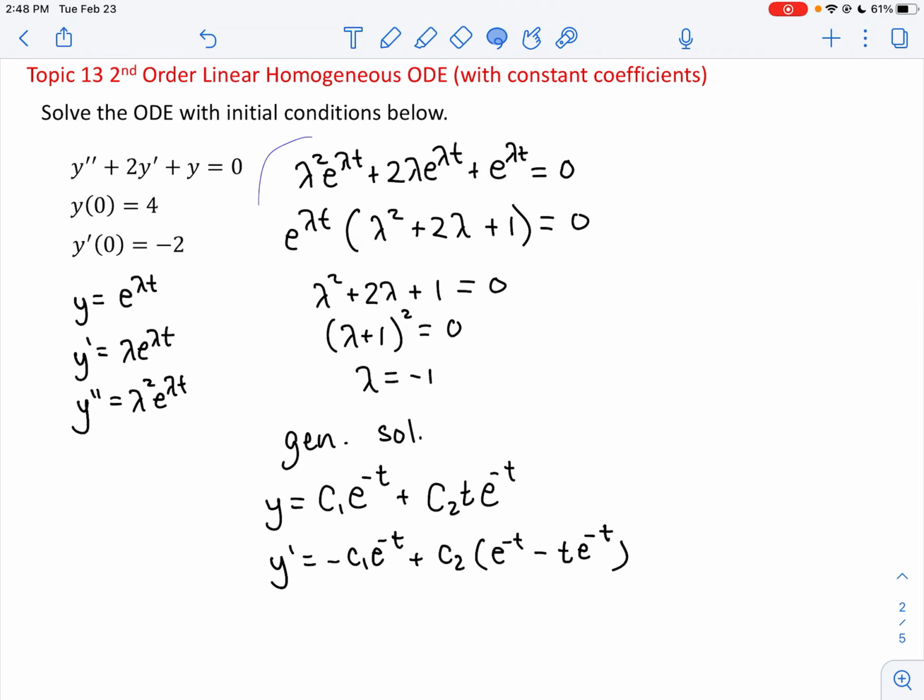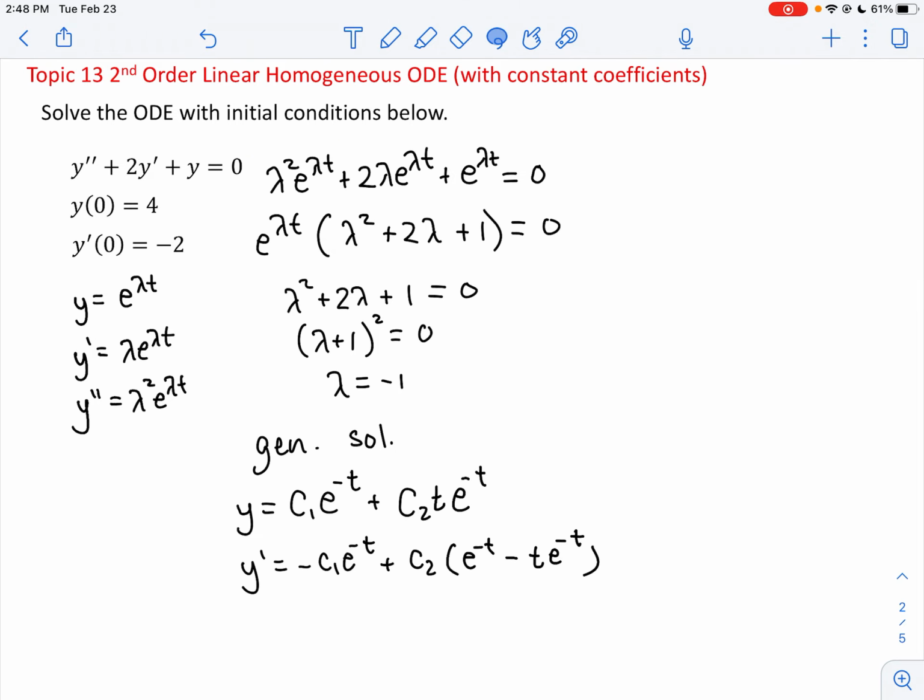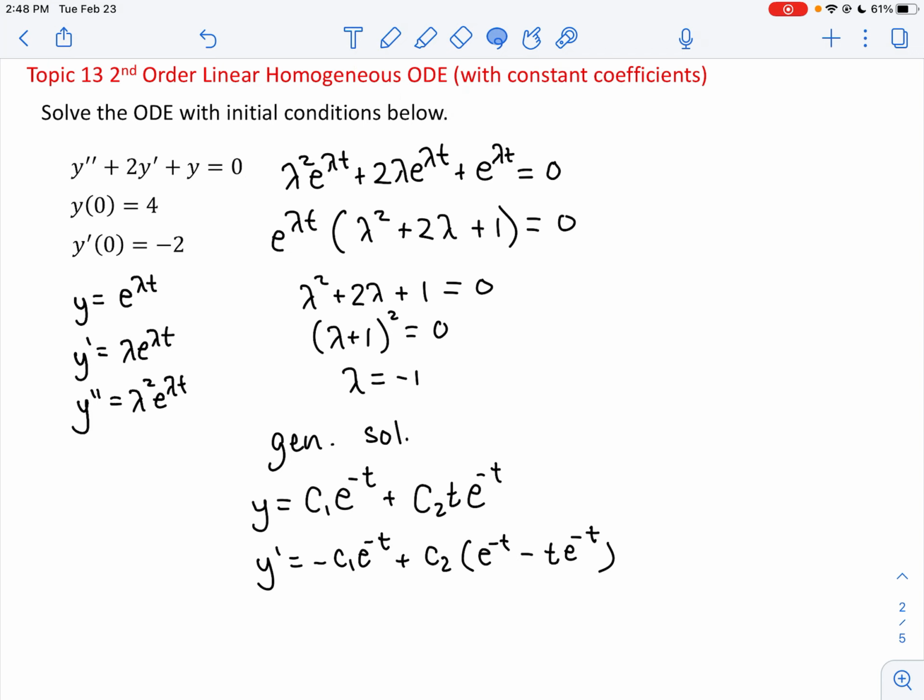Now we are going to plug in the data and see if we can find out what the constants need to be. So let's first do the first bit of data. y of 0 equals 4. I'm going to use this equation right here, change the t's to 0, and at the same time change y to 4. So I get 4 is equal to c1 plus, and I'm going to get a 0 times c2 over there, so it's just a 0. So this tells me c1 right away.